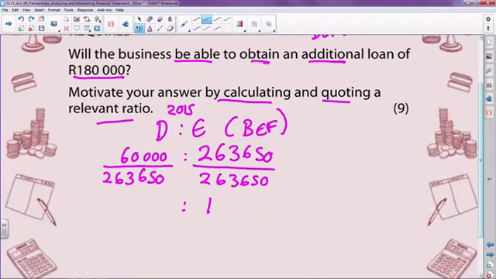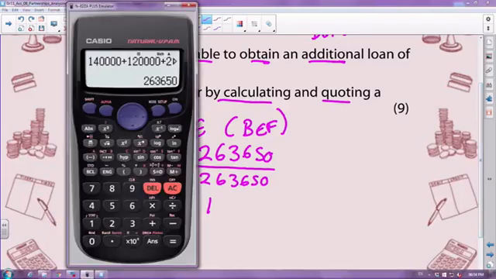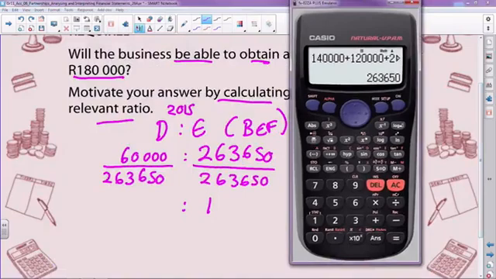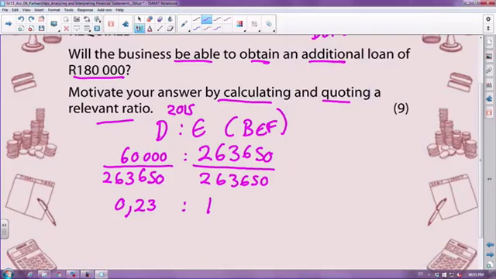Okay, so the ratio, let's calculate this together, guys. So 60,000 divided by 263,650, and that gives me 0,23. Let's just round off to the second decimal, so 0,23 is to 1. Right, now what is this ratio telling me?